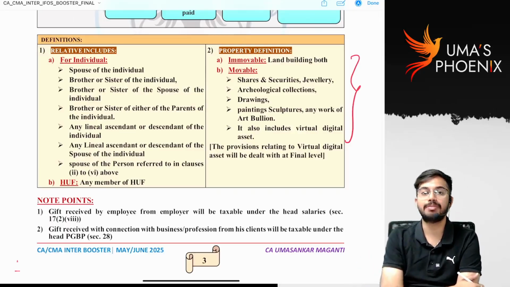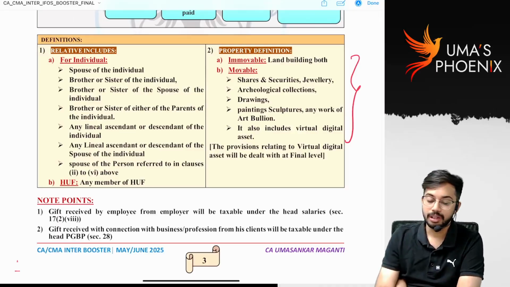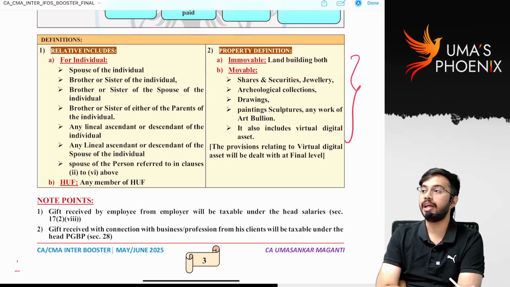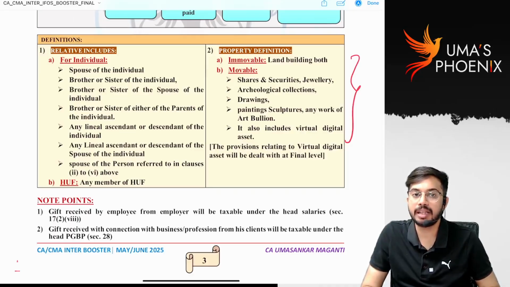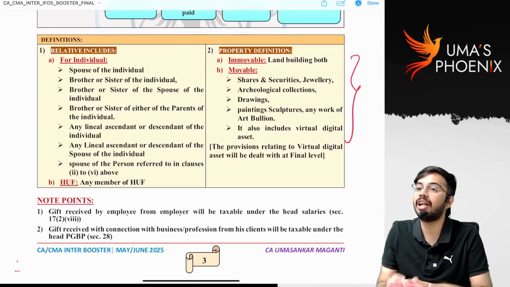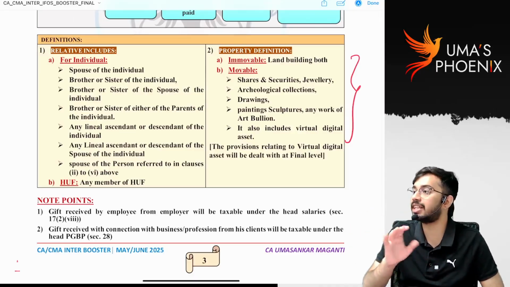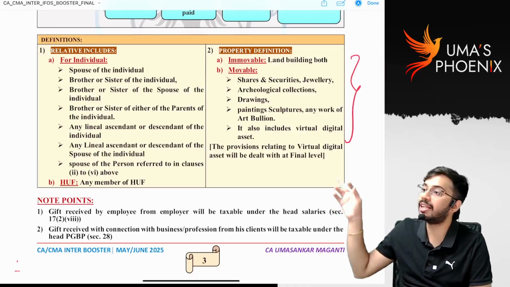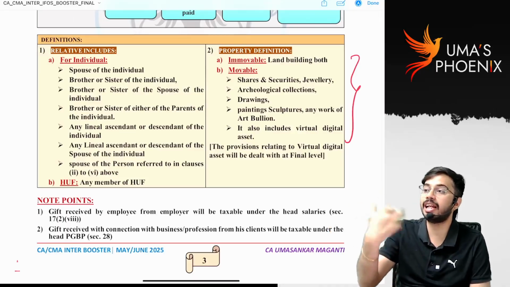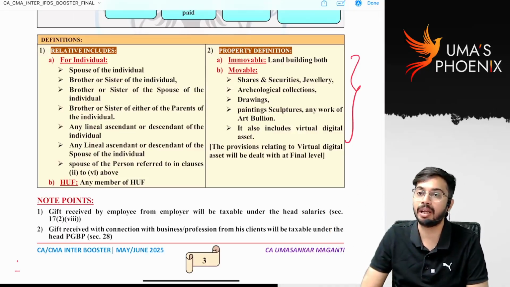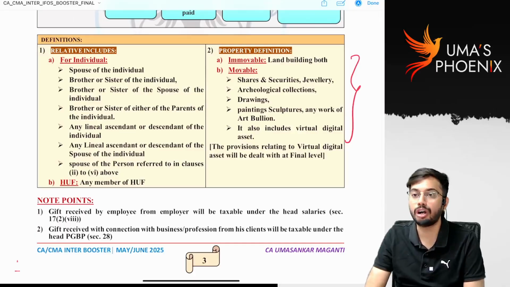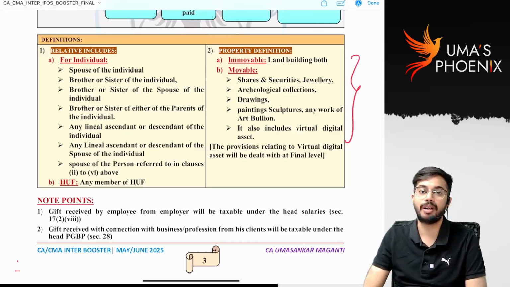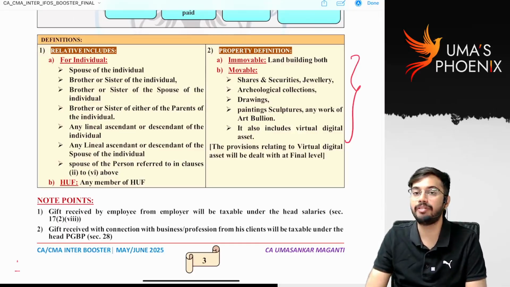So, gift in kind is taxable only if it is covered under the definition of property. What is the definition of property? In case of immovable property, land, building or both are considered as property. In case of movable property, jewelry, drawing, painting, sculpture, archaeological collection, work of art, shares, securities, virtual digital assets, only these are covered under the definition of property. That means only if these assets are received as a gift, then gift taxation is applicable. If any other asset is received as a gift, gift taxation is not applicable. Best examples: watch, mobile, car, refrigerator, air conditioner, washing machine. Those are not covered under the definition of property. Even though their value is more than 50,000, such benefit is not taxable.